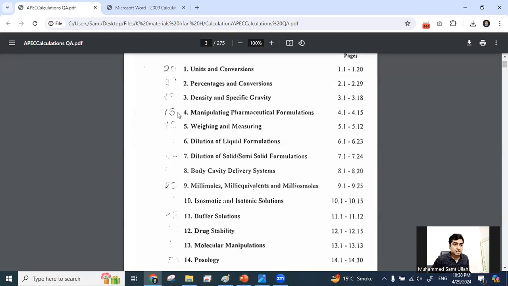If you have learned chapters 1 to 9, that means you are able to pass the calculations part of KAPS. But we will do the rest as well, as they are simple, not much complex. You just need to memorize a couple of formulas and you will be able to solve them.